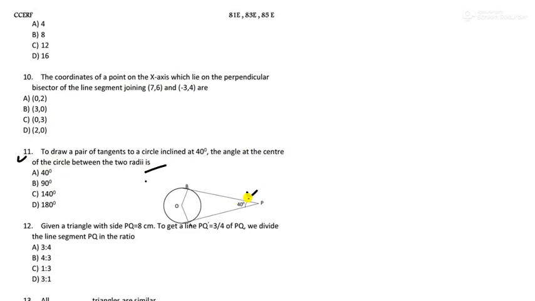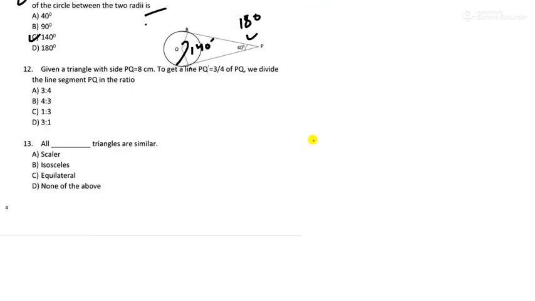So whatever angle is given over here, you have to just subtract it from 180. 180 minus 40 is how much? This is 140. So the answer is 140 itself. It's a very easy question. Okay, moving to the next question. Question number 12, what does it state?